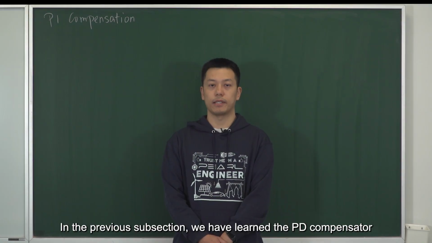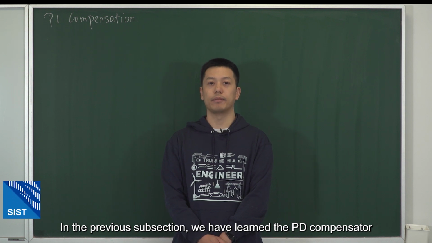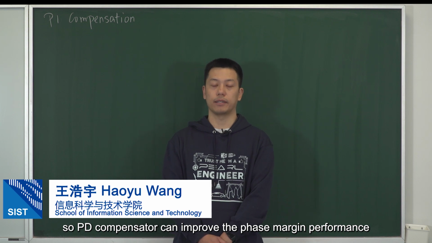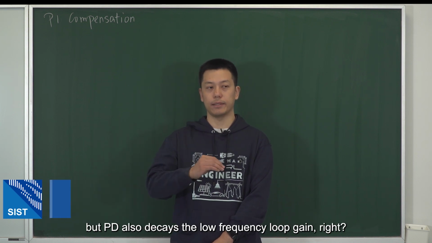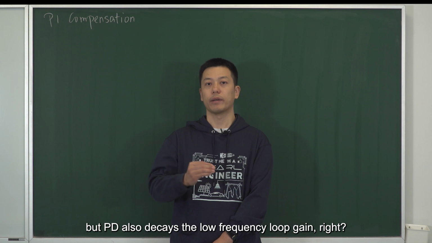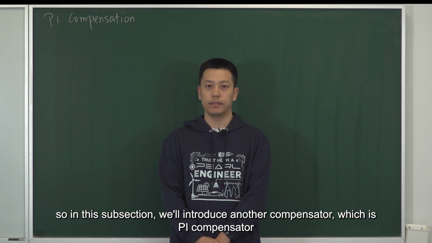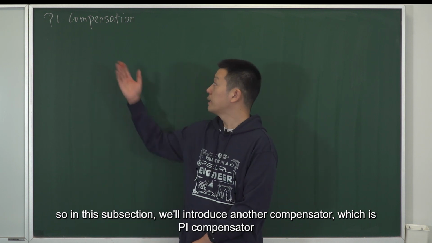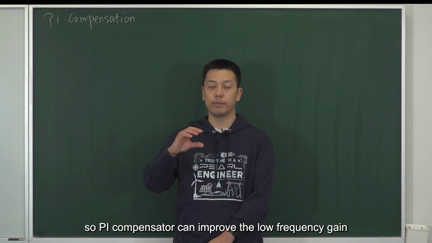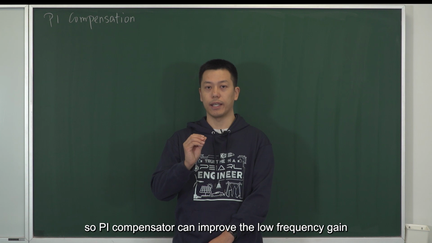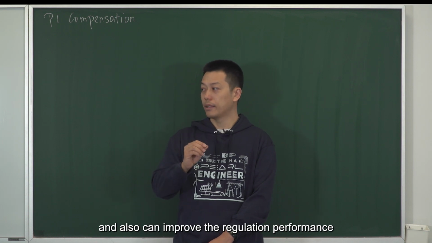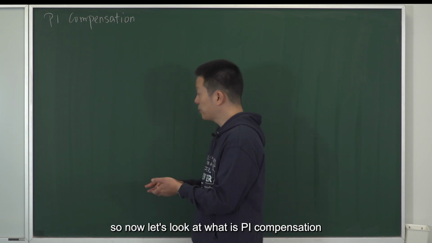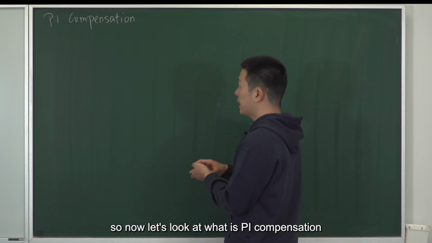In the previous subsection, we have learned the PD compensator. PD compensator can improve the phase margin performance, but PD also decays the low-frequency loop gain, right? So in this subsection, we'll introduce another compensator, which is the PI compensator. The PI compensator can improve the low-frequency gain and also can improve the regulation performance. So now let's look at what PI compensation is.